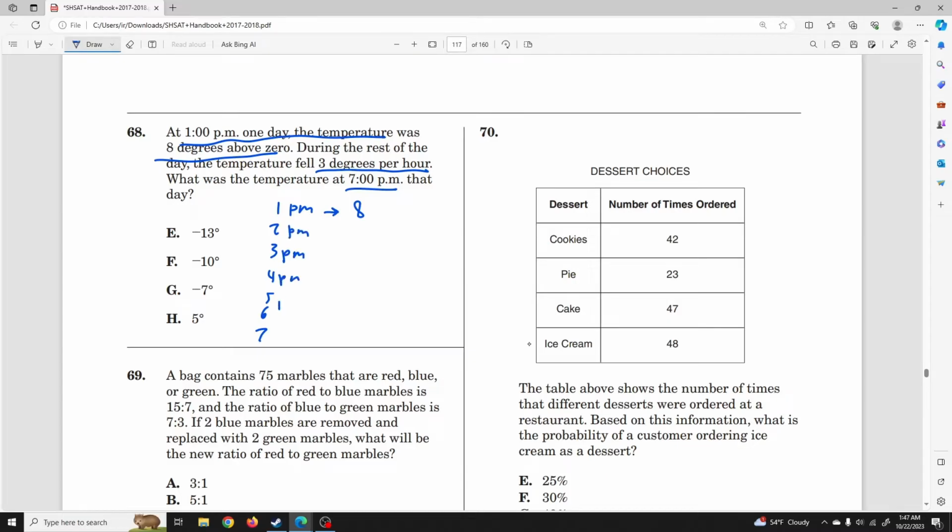Alright, but anyways, these are all the times. So each hour that passes, we're going to go down 3 degrees in temperature.